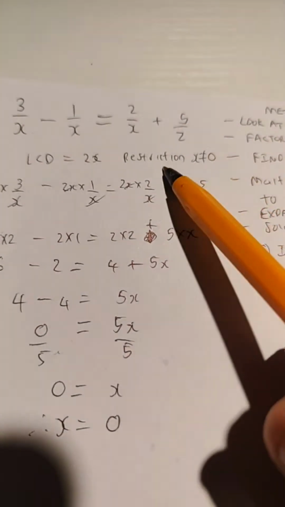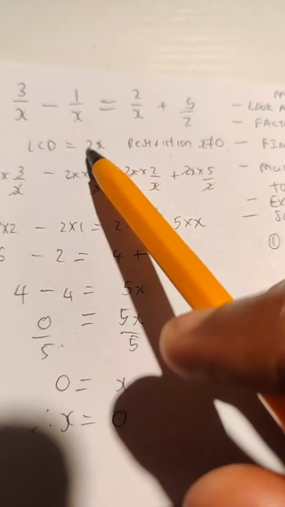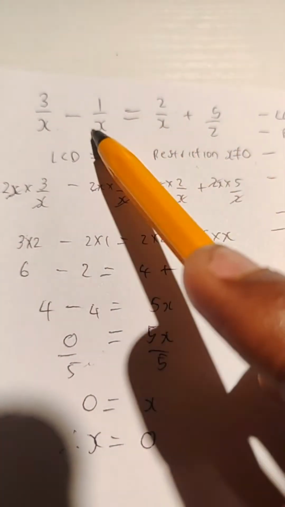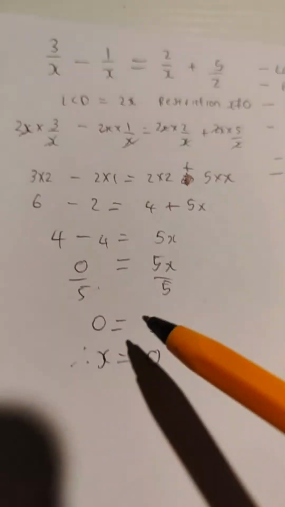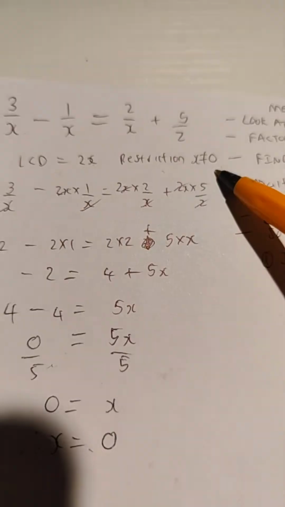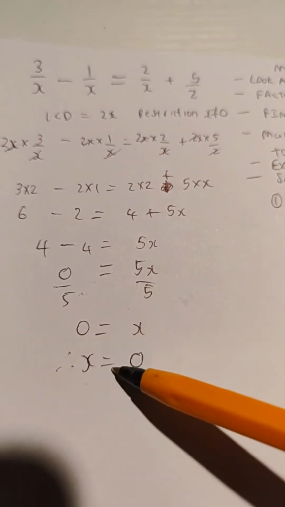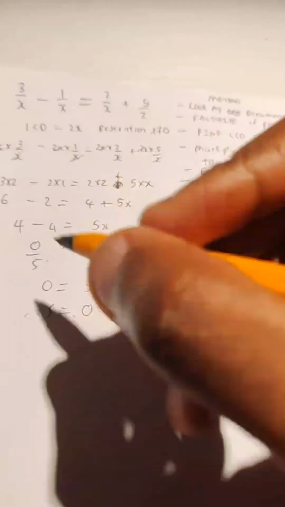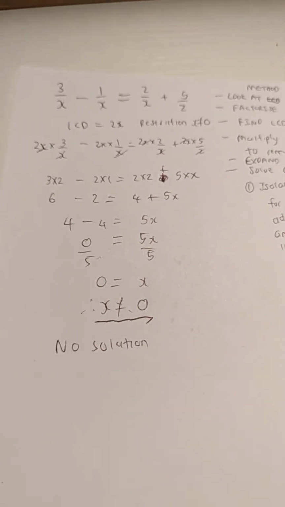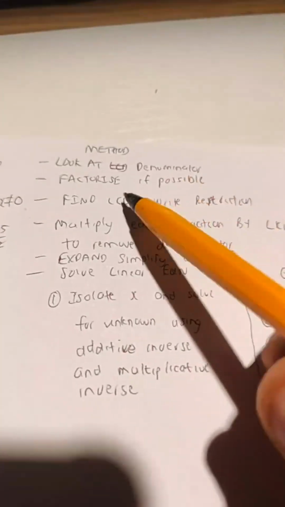But remember, the restriction is that x cannot be 0, because the LCD, you see, is in the denominator, and we cannot afford to have zeros in the denominator. So if we have zeros in the denominator, the restriction says x cannot be 0. We got a final answer that x is equal to 0. So that means x cannot be 0, right? Which means here, we have no solution. We actually have no solution. Alright, so the procedure must be followed.